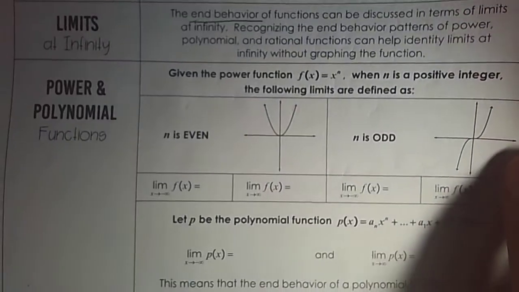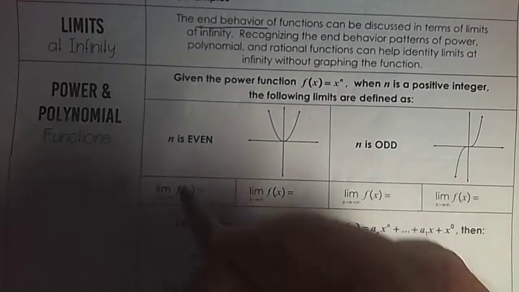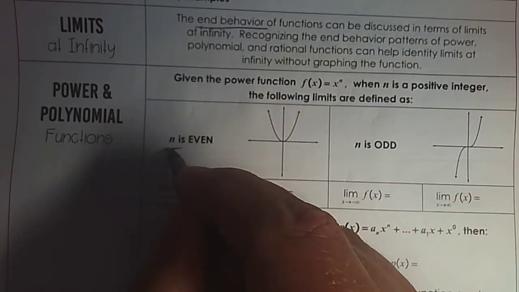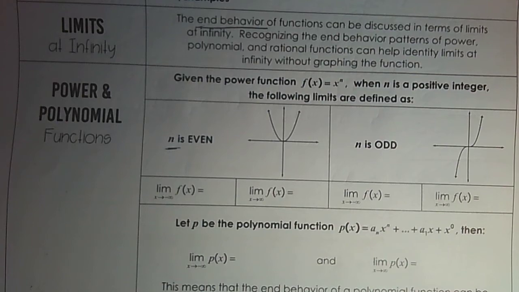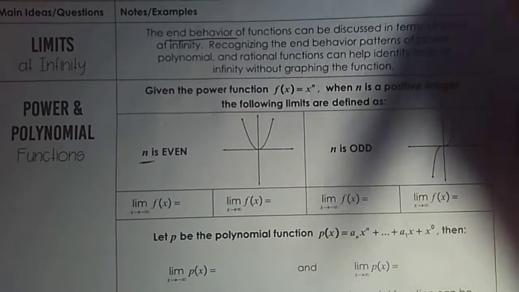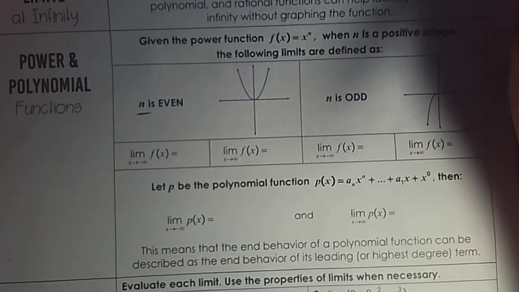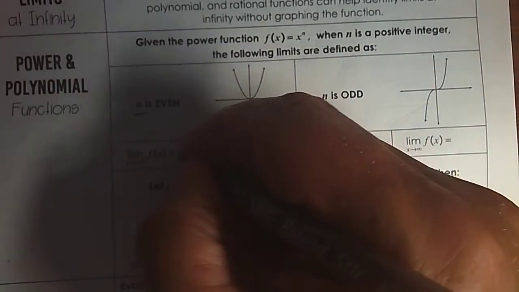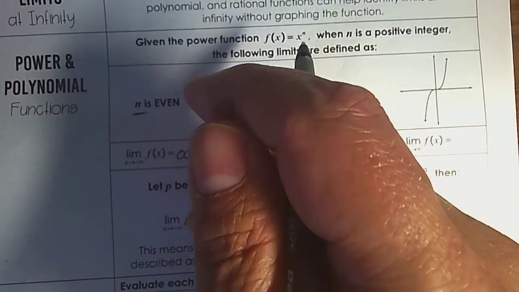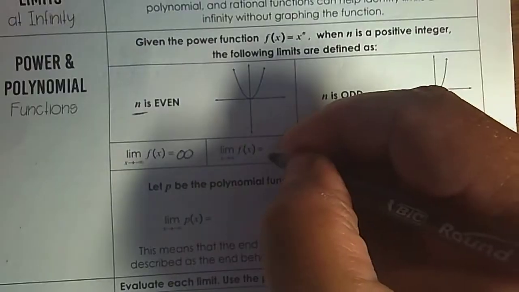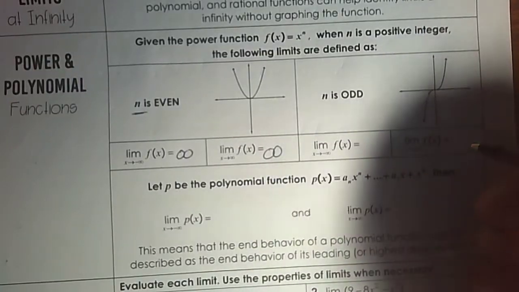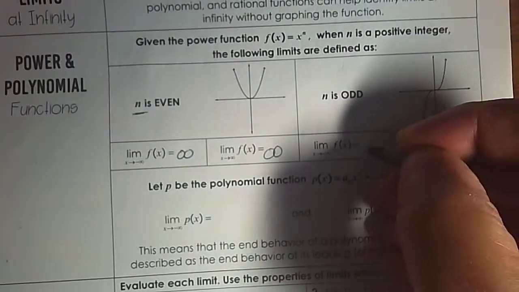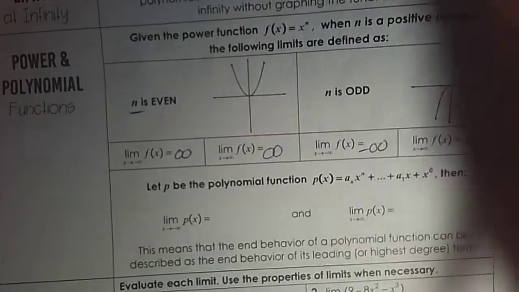So if I look here for a polynomial, we know if the power term, the degree, is even, either both ends go up or both ends go down. And if it's odd, one end goes up and one end goes down. So for this instance, both of these go to infinity. And in this case, the right end goes to infinity and the left end goes to negative infinity.